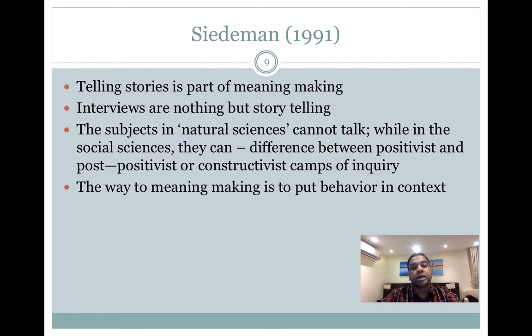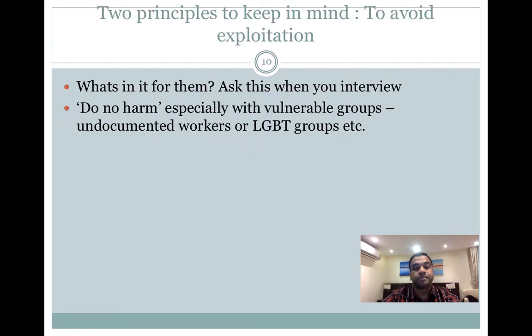Whereas in social sciences, human beings can talk. They can respond to you. So you can actually ask questions. You can manipulate the behavior. You can do various things to get what you want in that sense, right? So that's the main difference between positivist and constructivist ways of looking at the world as well.